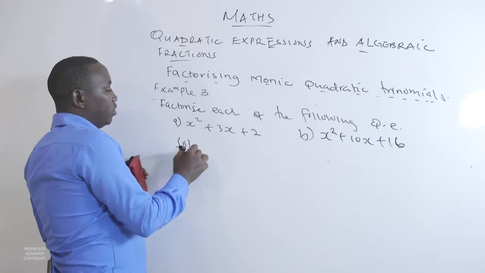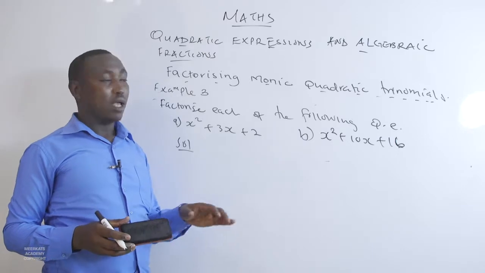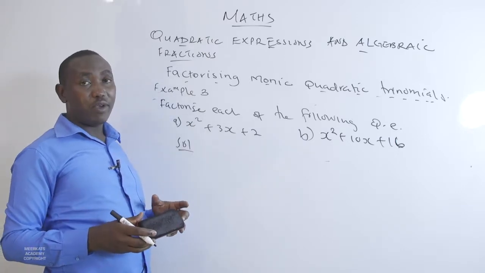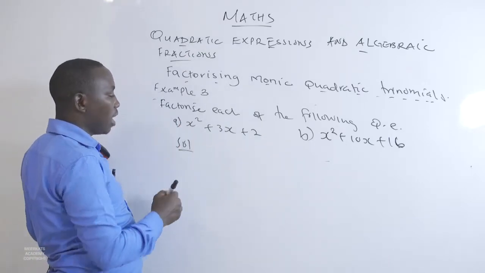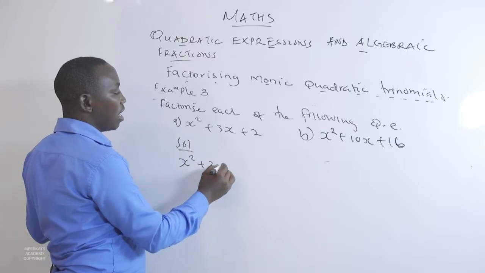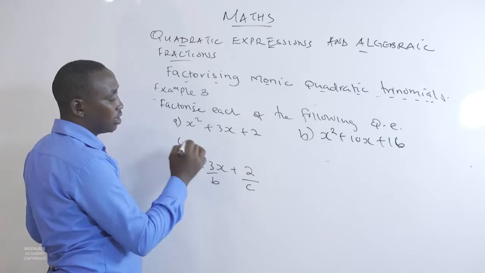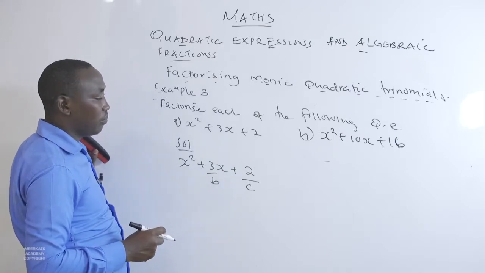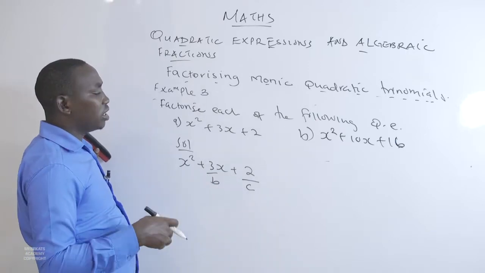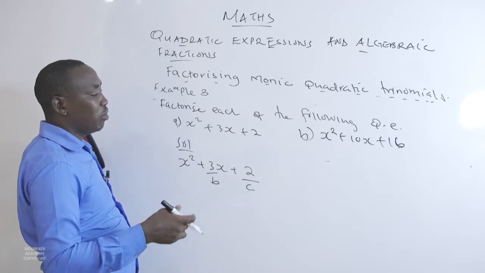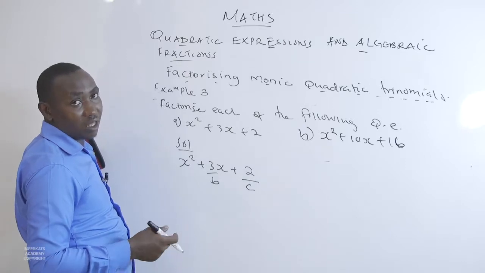So I want to solve these two, and as you can see, these are monic quadratic trinomials because the coefficient of the highest power of x is 1. And in this particular case, we need to look for two numbers which when multiplied give us the c, which is 2, and when added give us the b, which is 3. Now which are these two numbers that when multiplied the result will be positive 2, and when you add them the result will be 3?